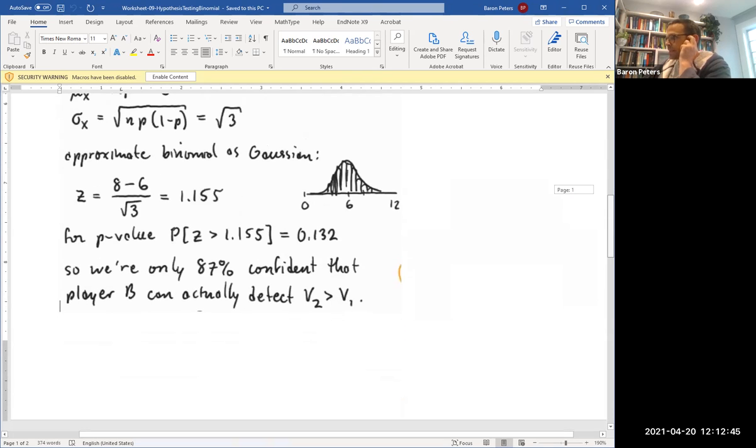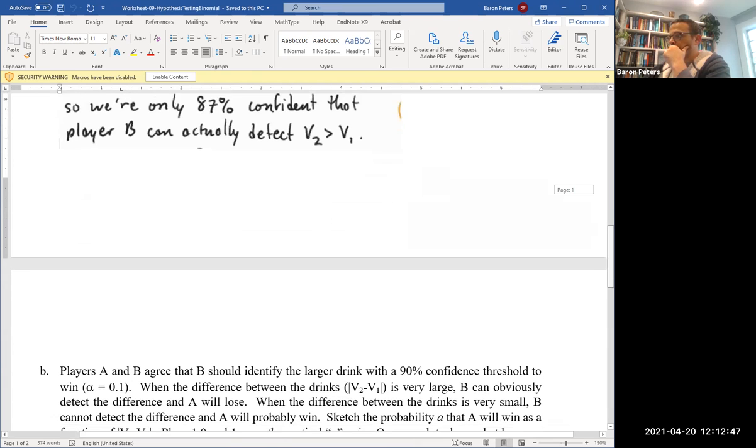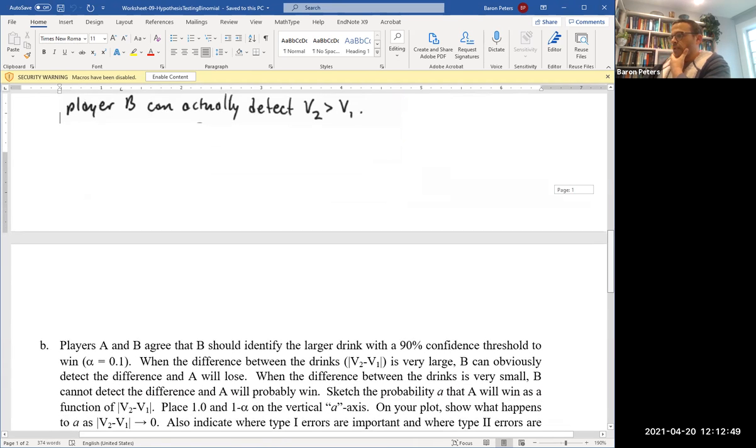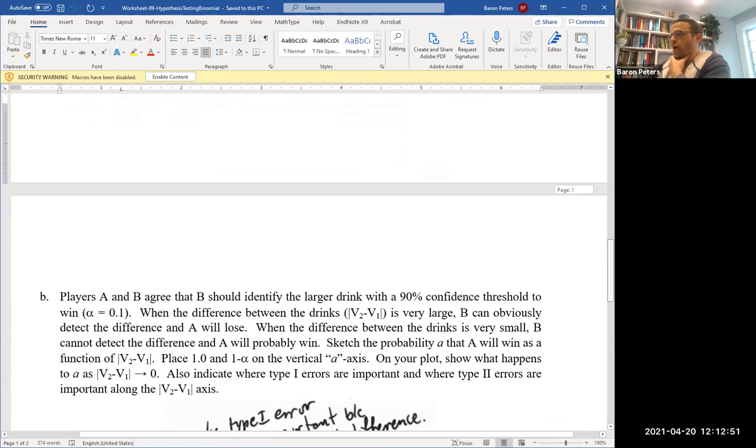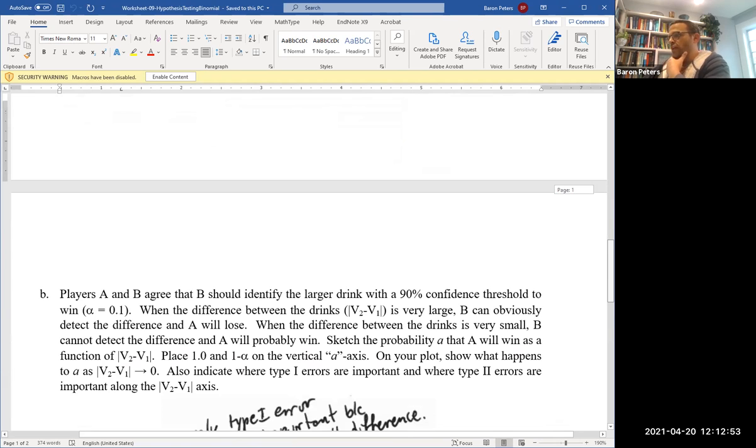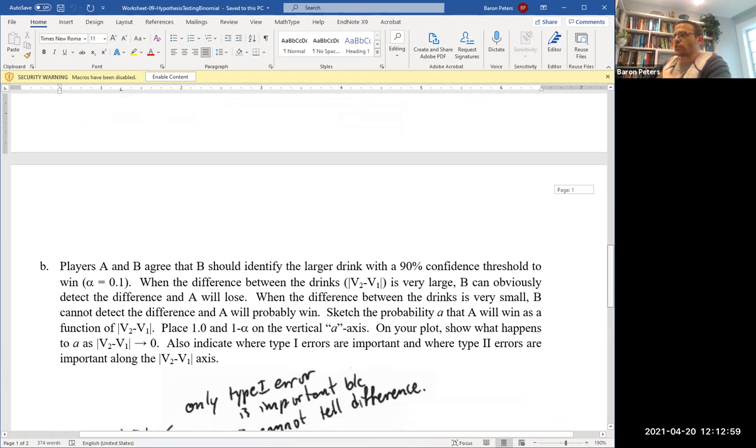All right, so the little example here goes on. They agree that B should identify the larger drink with a 90% confidence threshold to win. So now we begin to talk about confidence thresholds. And I apologize for this. I don't know why these things even exist, but they are everywhere in the literature and you can't avoid them.